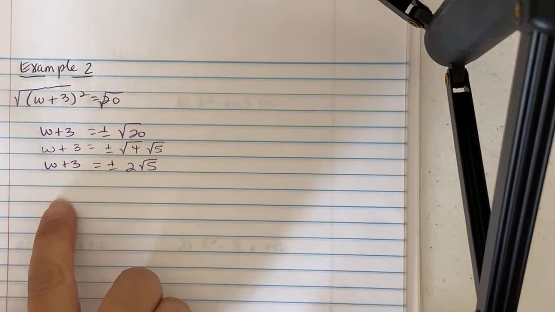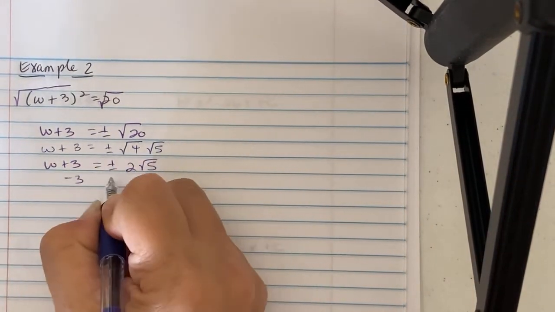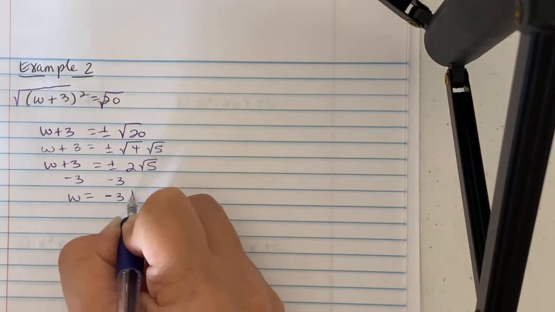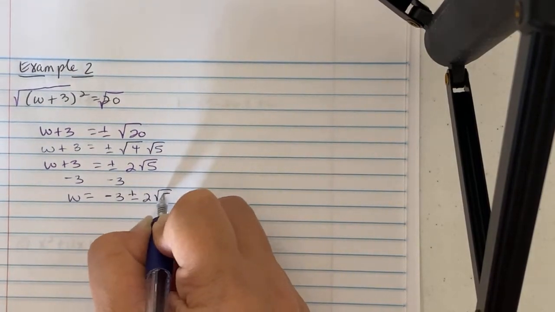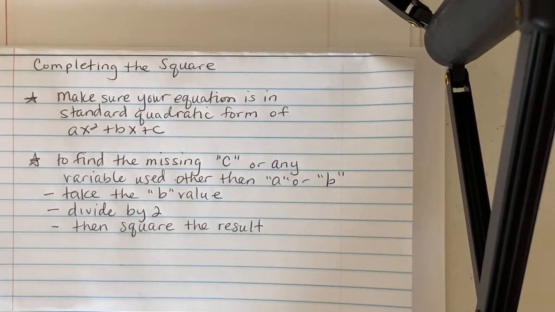The only thing you need to do to finish your problem is subtract the 3 over to leave the variable by itself. So you're going to subtract 3 to both sides, and your result is w equals negative 3 positive and negative 2 radical 5. You're probably wondering why we were doing that. Well, the next section is called completing the square.